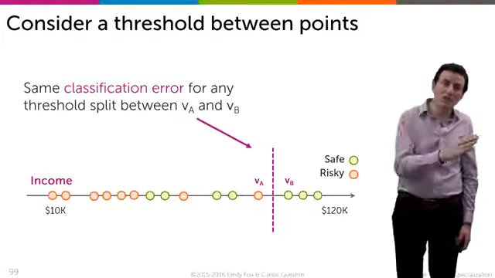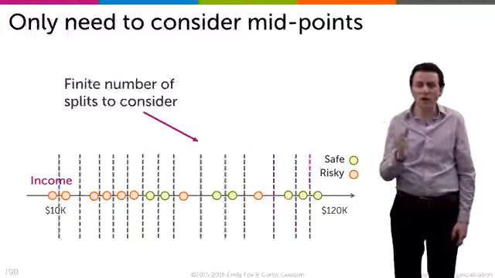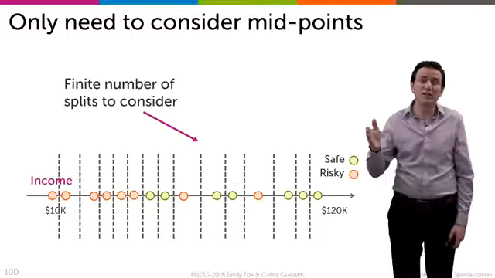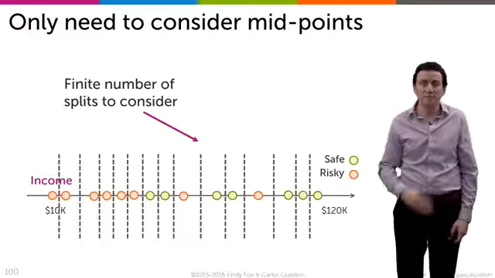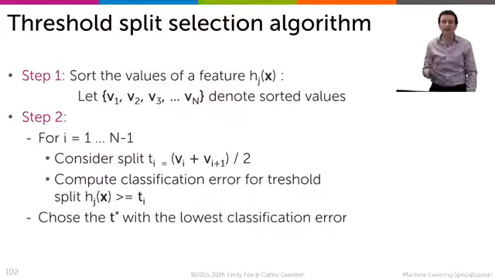The points on the left of that split are always going to be the same. The points on the right of the split are going to be the same. So all I have to do is consider the middle point between any of the data points that we have and just consider those to be the possible splits for my data. And that's exactly what we're going to do. Let's now close this section by walking through the algorithm for picking the best splitting point for a particular feature.